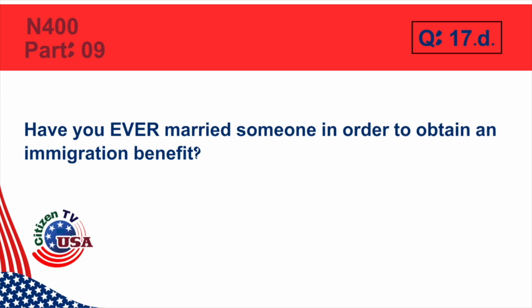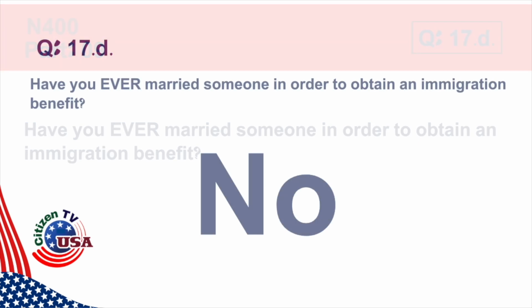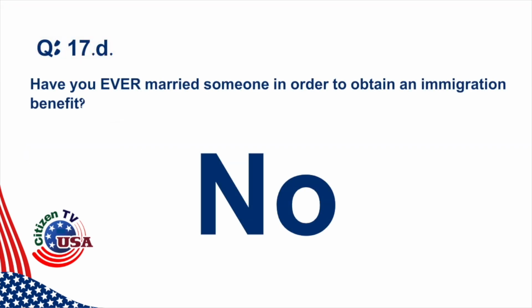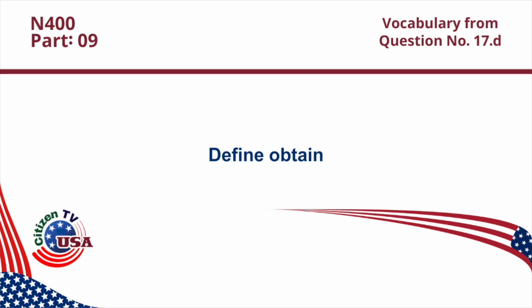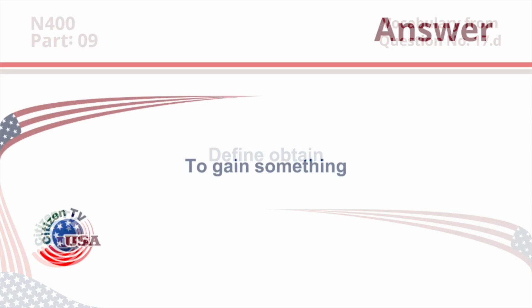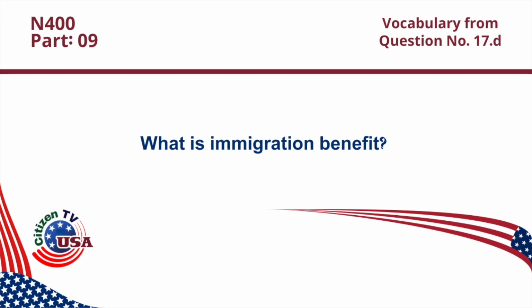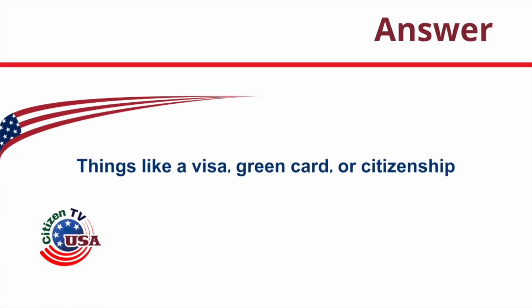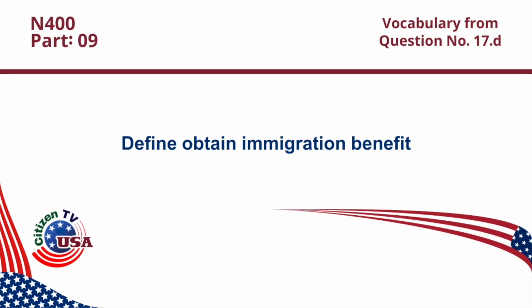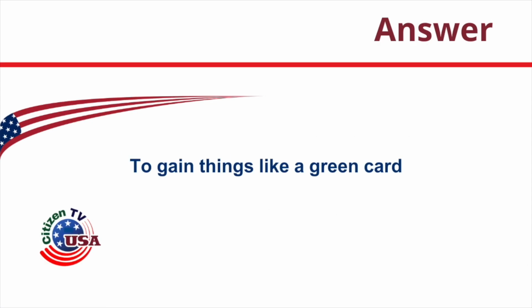Have you ever married someone in order to obtain an immigration benefit? No. Define obtain. To gain something. What is immigration benefit? Things like a visa, green card, or citizenship. Define obtain immigration benefit. To gain things like a green card.